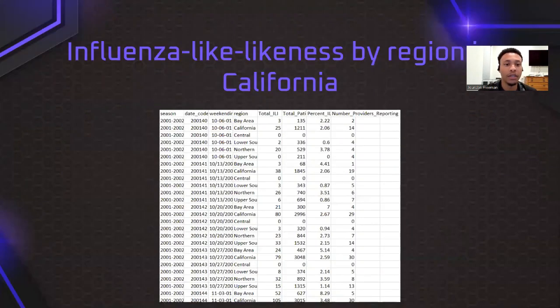So let's say we have a data set that looks like this. This data set shows the influenza-like illness by region in California from the years 2001 all the way up to 2020, and it stores all this data weekly. So the question becomes, how do I map out this data?